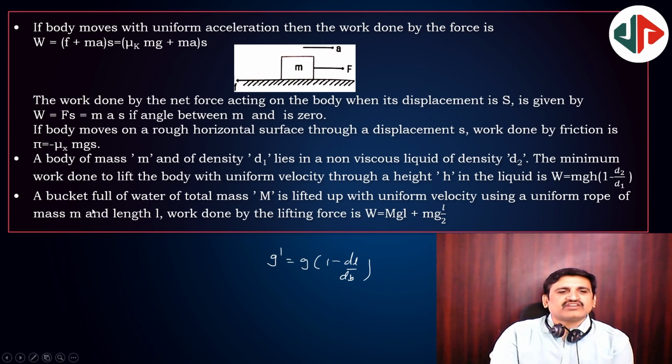And a bucket full of water of mass m is lifted with uniform velocity. That means minimum force is needed for that. In that case, the bucket is lifted by L, whereas the rope is lifted by L by 2. So mgL is the work done against the bucket, and mgL by 2 is the work done against the rope, because the rope's mass lies at the center of mass. That is the reason.